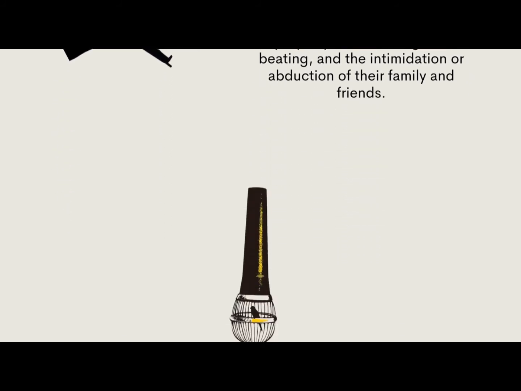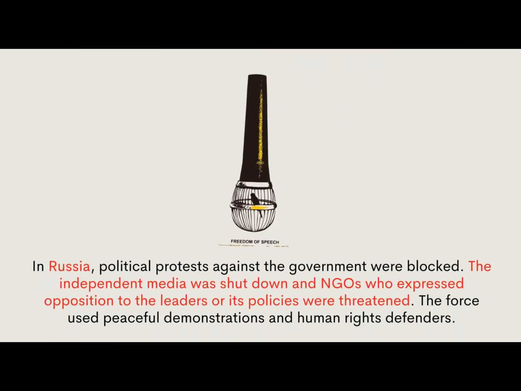Violation of right to freedom and expression. In Russia, political protests against the government were blocked. The independent media was shut down, and NGOs who expressed opposition to the leaders or its policies were threatened. The force used peaceful demonstrations and human rights defenders.